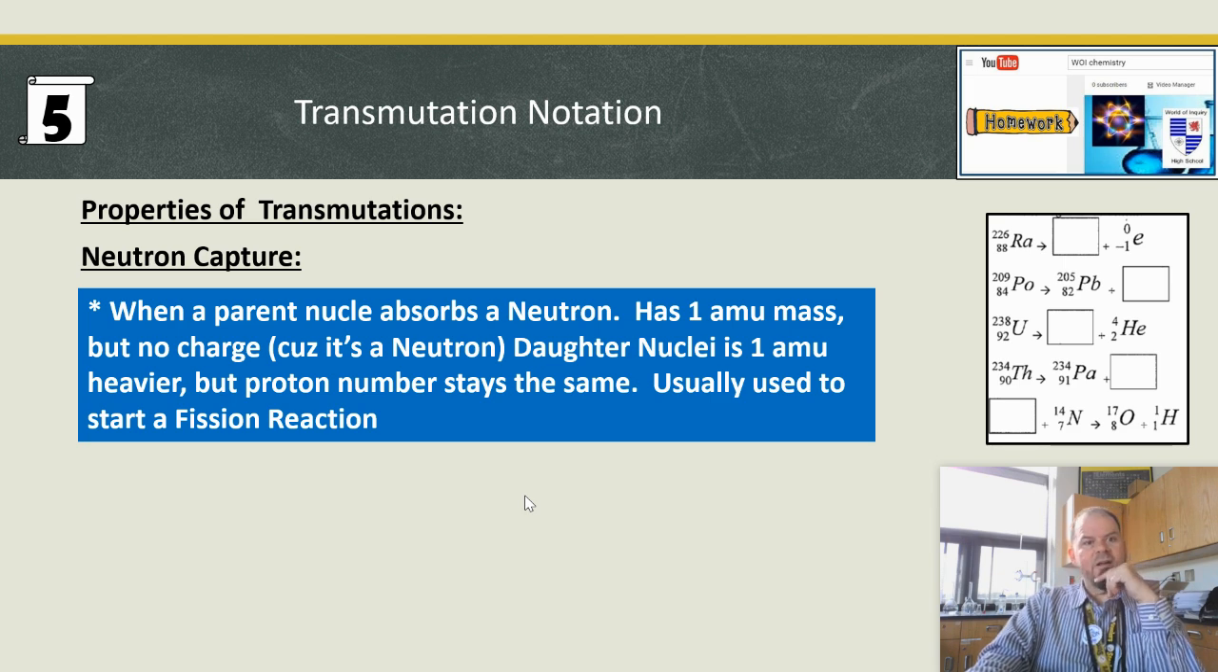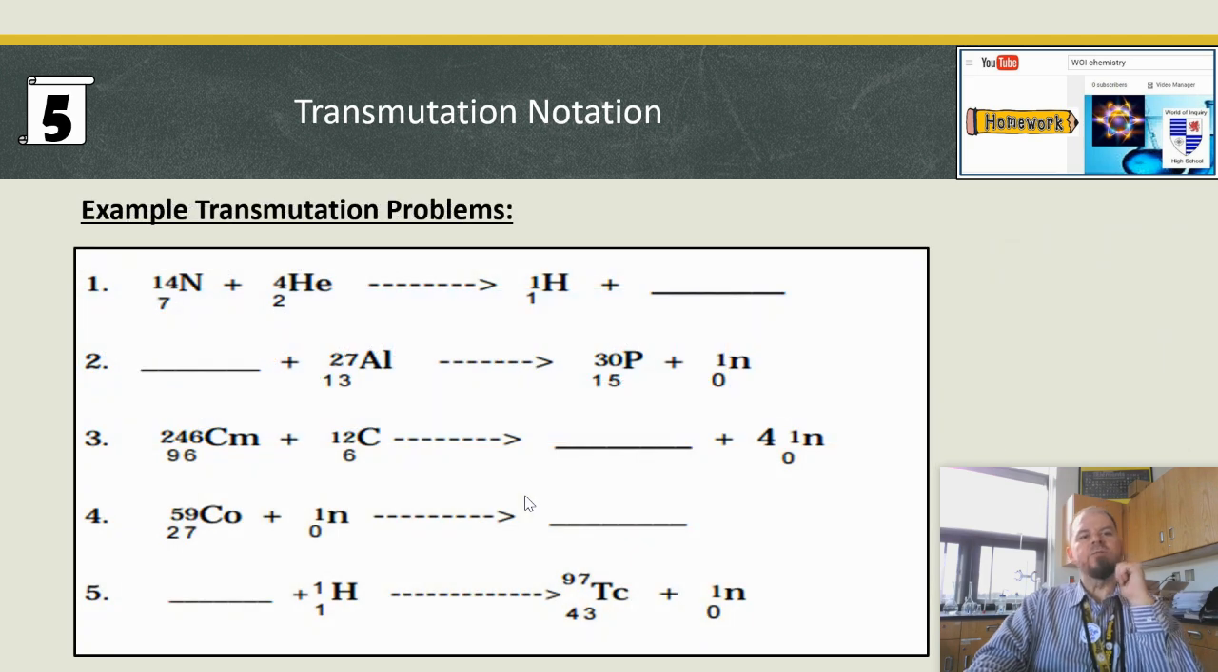Neutron capture is when a parent nuclei absorbs a neutron. It has a mass of 1, but has no charge because it's a neutron. The daughter nuclei is 1 AMU heavier, but the proton number stays the same. It's usually used to start a fission reaction.